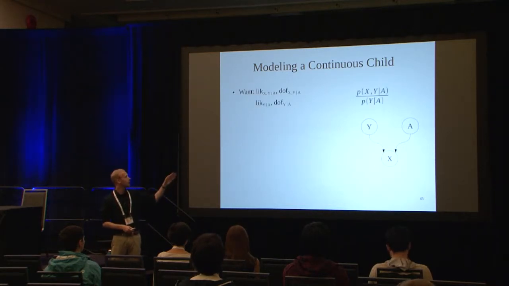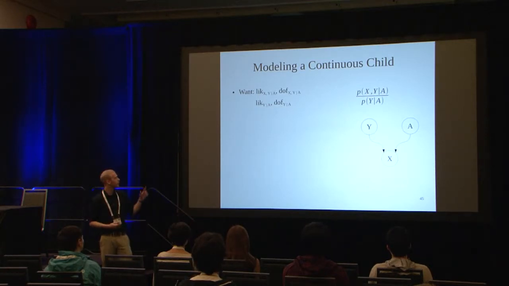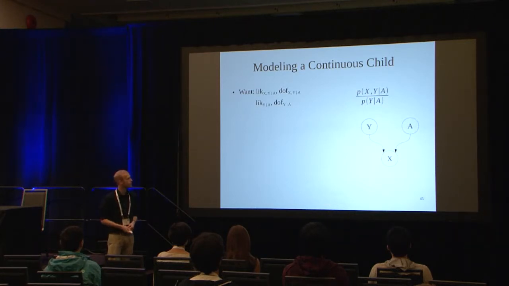So we still have that probability. Based off of that probability, what we want to do to calculate the likelihood, log likelihood and degrees of freedom for our model is calculate the log likelihood of the numerator and denominator, and then we can subtract them according to that to get our desired log likelihood and degrees of freedom.